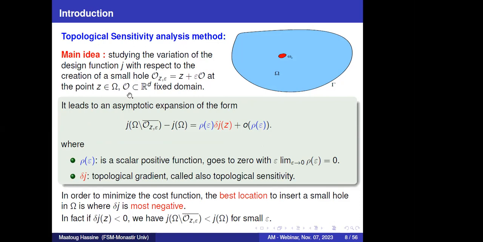It leads to an asymptotic expansion of this form, where rho epsilon is a scalar positive function that goes to 0 with epsilon. The function delta G, which is called the topological gradient, plays a crucial role in our detection approach. And it will be used for detecting and localizing the obstacles domain and approximating its shape.